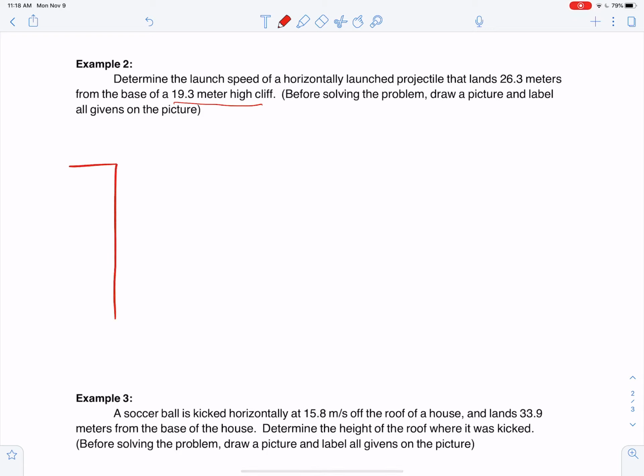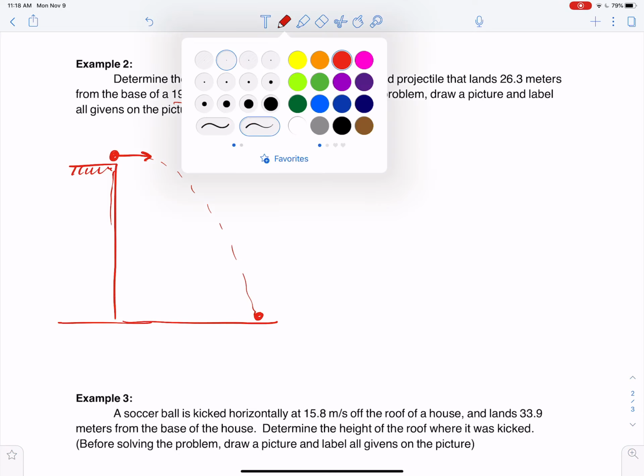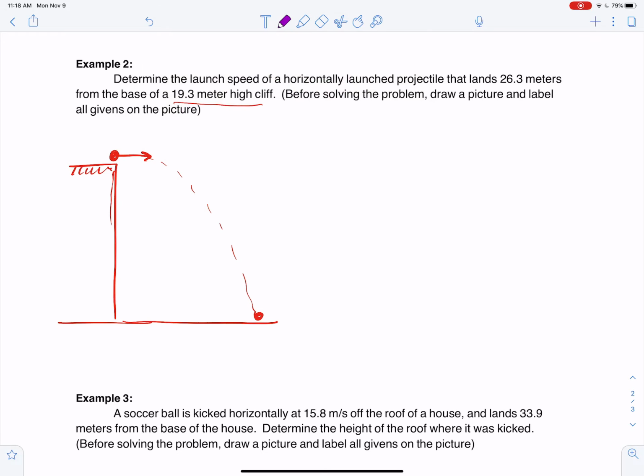All right, so here's going to be our cliff above ground. We have some horizontally launched projectile. It could be a ball, it could be an arrow, it could be all sorts of things. And it's going to get launched out this way and it's going to fall to the ground below. And we know that this height here is 19.3 meters.